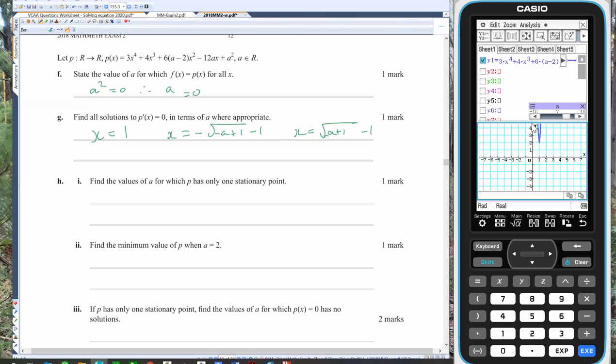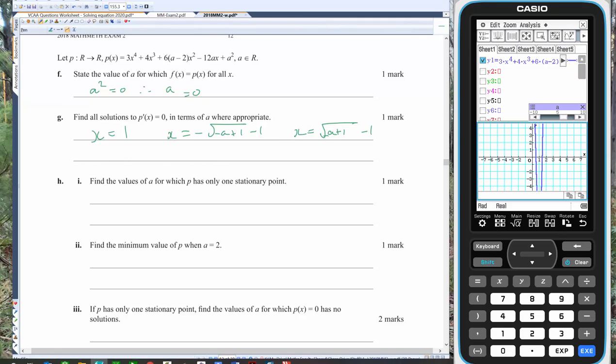So as I change these values of a, we can see what happens is we get a variety of different looking sort of graphs, right? And we want to find the values of a for which p has only one stationary point. All right, well, if we have a look, we're getting the one stationary point there, right? There's that one stationary point. All right, so when does that start to happen? Well, it looks like at values of a less than 0, we're getting 1, 2, 3 stationary points. So it's going to be somewhere around here that it actually happens.